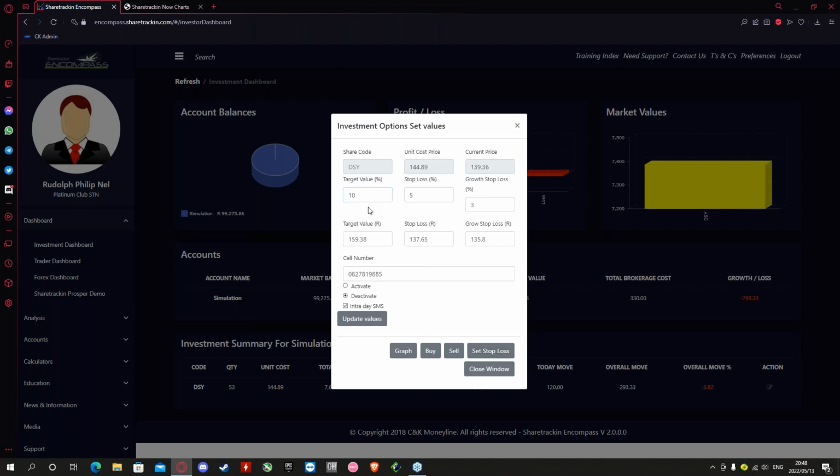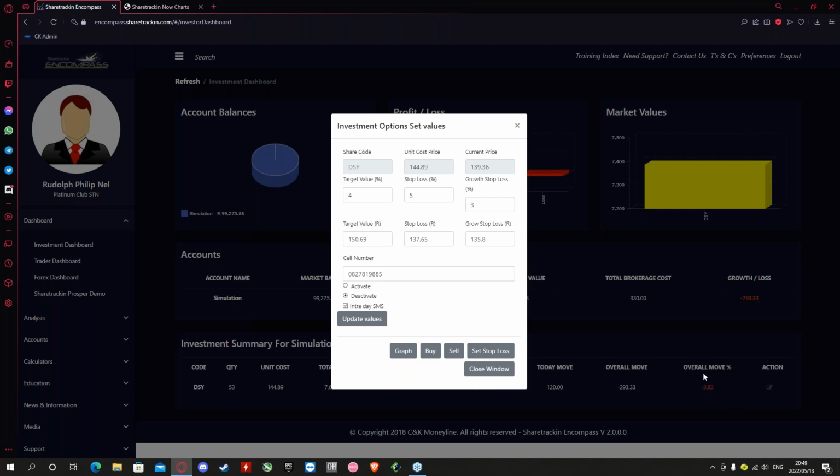So first of all, target value of 10% is more than enough. Don't go more than that. Don't be greedy in the beginning. Okay, you can even lower it if you really want to. What I usually do is I change that to 4%. Okay, so for me personally, 4% on my target is just so that I know exactly when I've broken even.